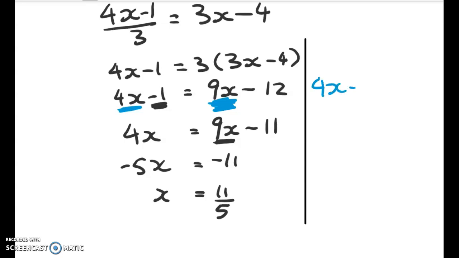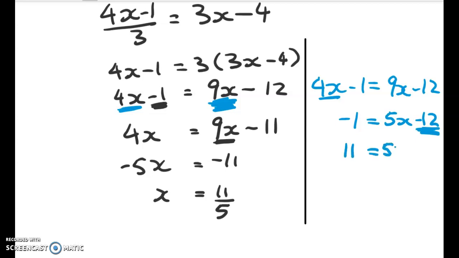So we'll start in the same place. But this time I'm going to subtract 4x from both sides. That leaves me with negative 1 here. Negative 1 equals 5x minus 12. Now I'm going to add the 12 to both sides because I'm trying to isolate the x and isolate the number, or what we call the constants. I'm going to add 12 to both sides. So we get 11 equals 5x, and now we divide both sides by 5. 11 divided by 5 equals x.